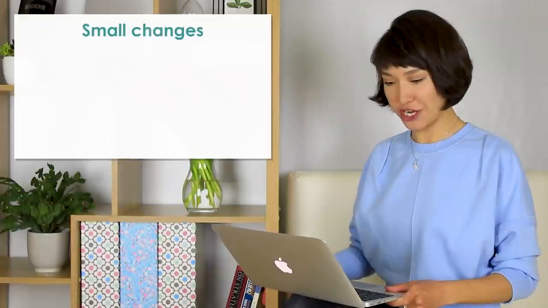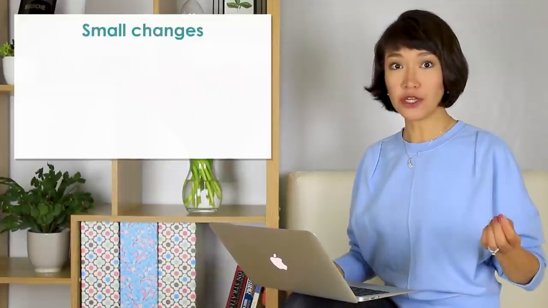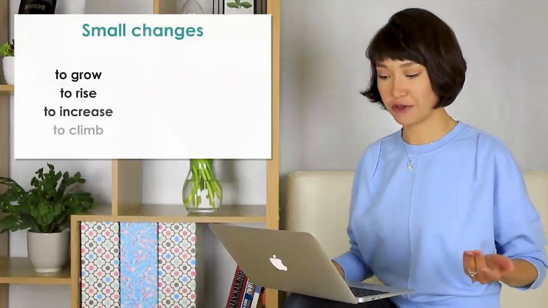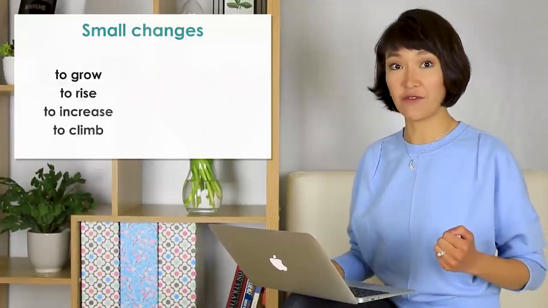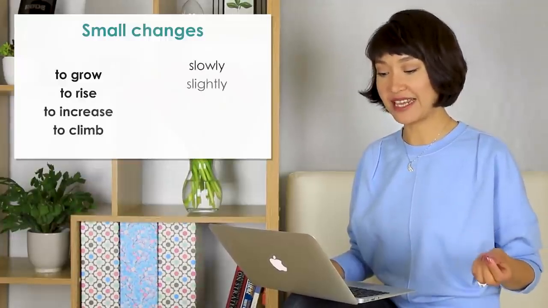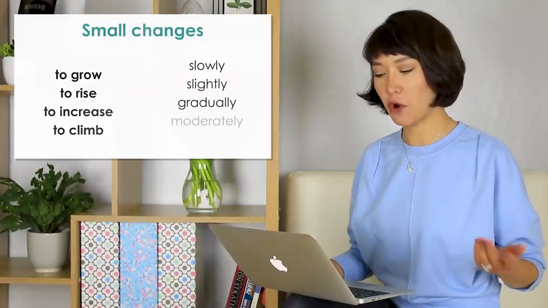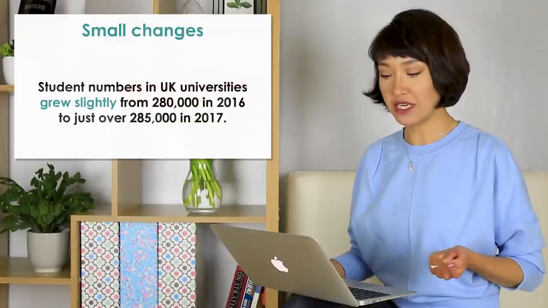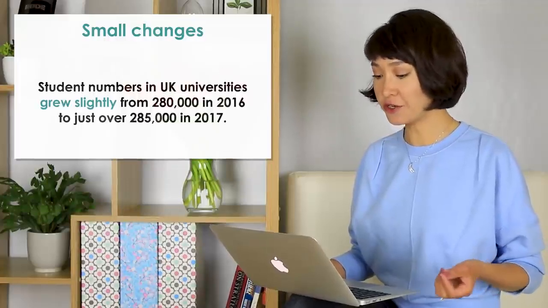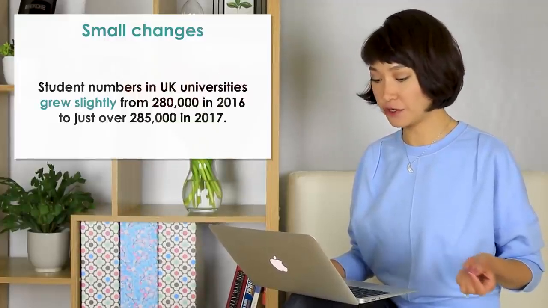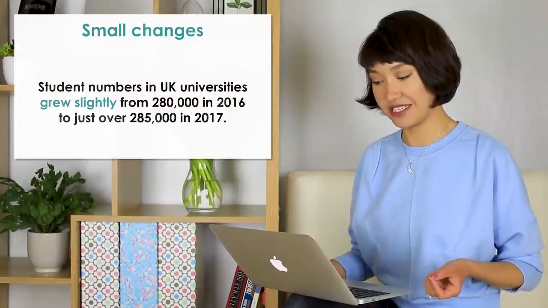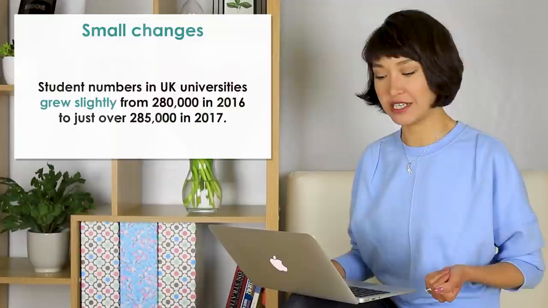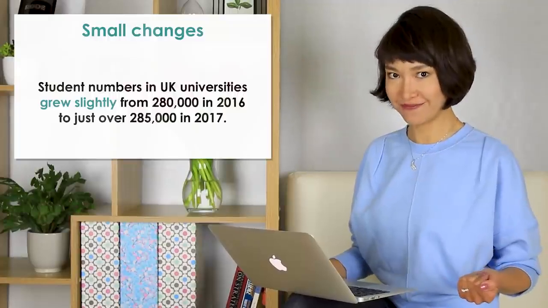When you have small changes, you can use the verbs to grow, to rise, to increase, to climb. With adverbs, slowly, slightly, gradually, moderately, or modestly. Student numbers in UK universities grew slightly from 280,000 in 2016 to just over 285,000 in 2017.